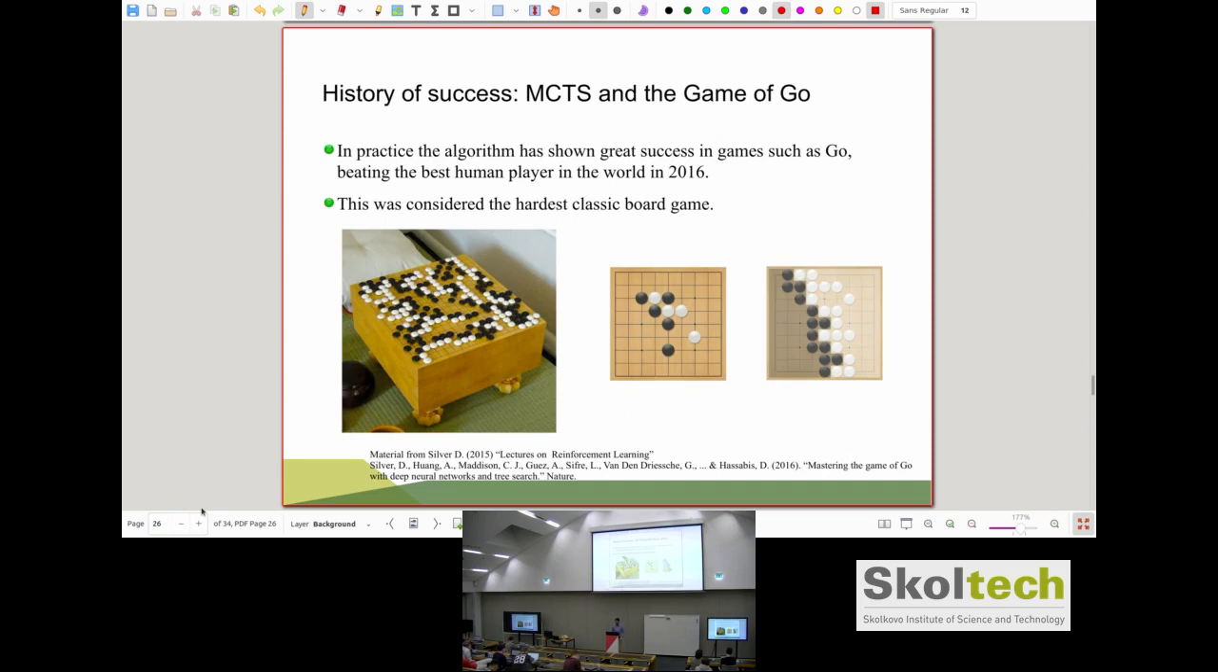Okay, so let's analyze a little bit the stories of success of MCTS in this game of Go. Well, it appeared on the news, but I think the kind of world media or world attention was really, really high.